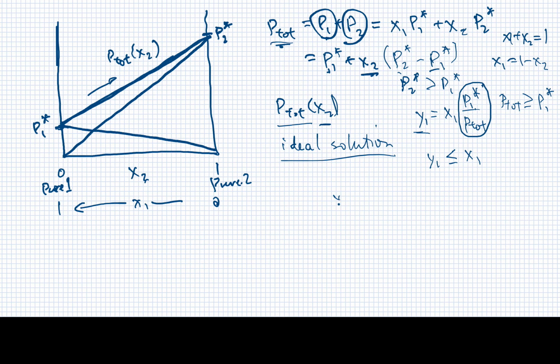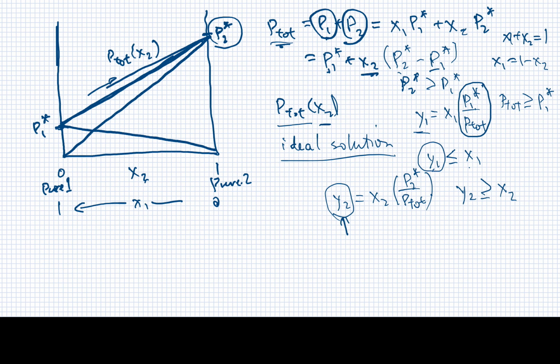Similarly, I can write y2 is equal to x2 times P2 star over P tot. But since P2 star is always greater than or equal to P tot along here, this number is always greater than 1, so I can always find that y2 is greater than or equal to x2. So what this is demonstrating is that the mole fraction in the gas phase is different than the mole fraction in the solution phase. And in fact, the mole fraction of the more volatile component is greater, and the mole fraction of the less volatile component is less when they enter the gas phase.